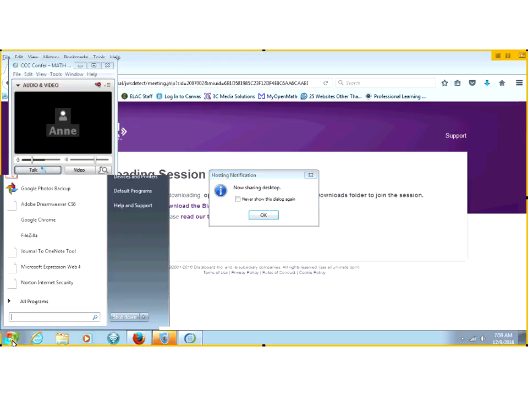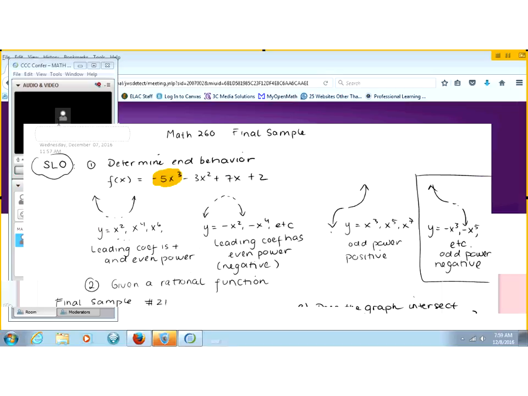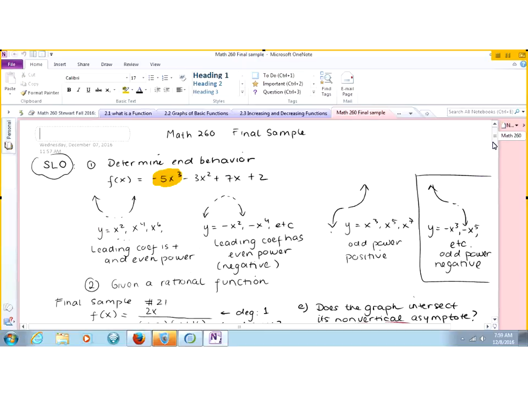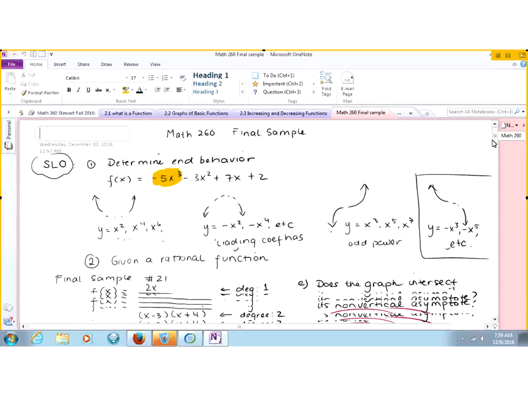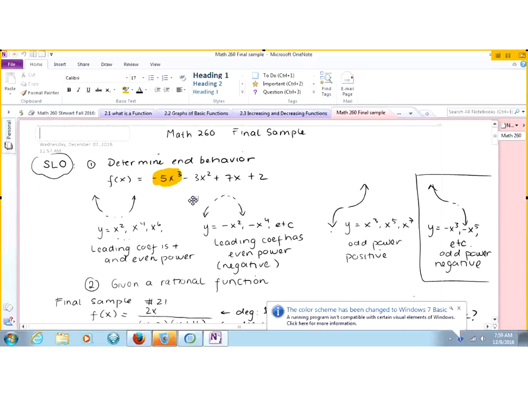So, good morning. What we're going to do today is to review for the final exam. Yesterday I reviewed a little bit with my hybrid class. So let me see what we did yesterday. So this is what we did yesterday. This is SLO 1 and 2. So determine the end behavior, and there are 4 end behaviors.